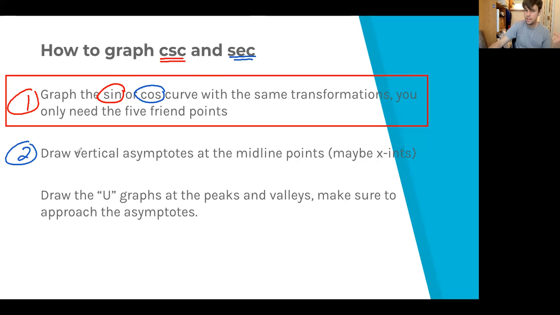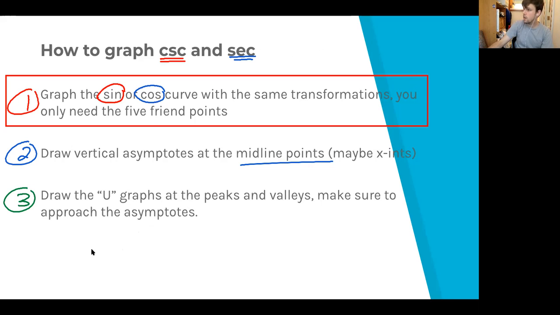So anywhere that there are midline points, maybe they're x-intercepts, maybe they're on the x-axis, but wherever the midline is, if it's shifted up or down, we're going to have vertical asymptotes because those are the values where sine or cosine is equal to 0, and that causes that vertical asymptote behavior that we just talked about on the last slide. And then after that, we're simply going to draw these sort of U-shaped parts that we've seen. So let me just sketch this out real quick. It's either going to be a U that's facing upward or a U that's pointing downward, and we're going to make sure we're approaching the asymptotes cleanly as well.